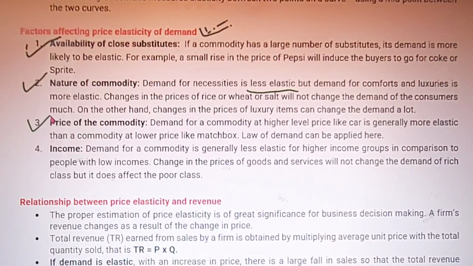Then the price of the commodity, right? For example, the demand for cars will generally be more elastic than for essential commodities like salt or matchbox. So if there is a small change in the price of cars, it will definitely affect demand, it will be more elastic, right? Then comes income. As the income increases, the elasticity of the consumers will also increase.